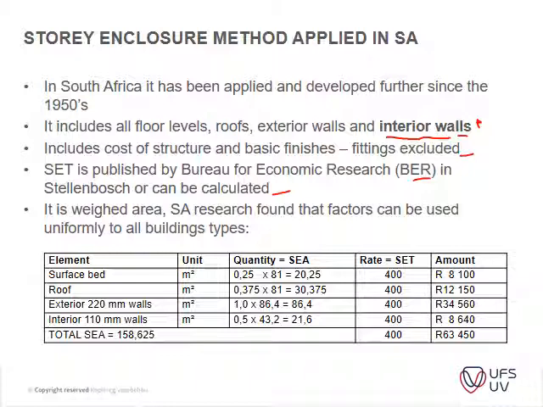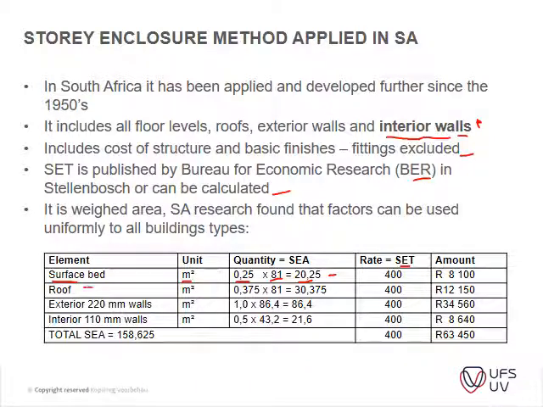Okay, so the following is just an example of how it works. Whenever you measure your surface beds, again you measure your square meter area. So you've got a factor of 0.25 times the total area to get your storey enclosure area, and then you've got a storey enclosure rate that you multiply your building with. So basically you're calculating here first what contribution the surface beds make to the total cost of the building. Okay, what's the weight of that specific area?